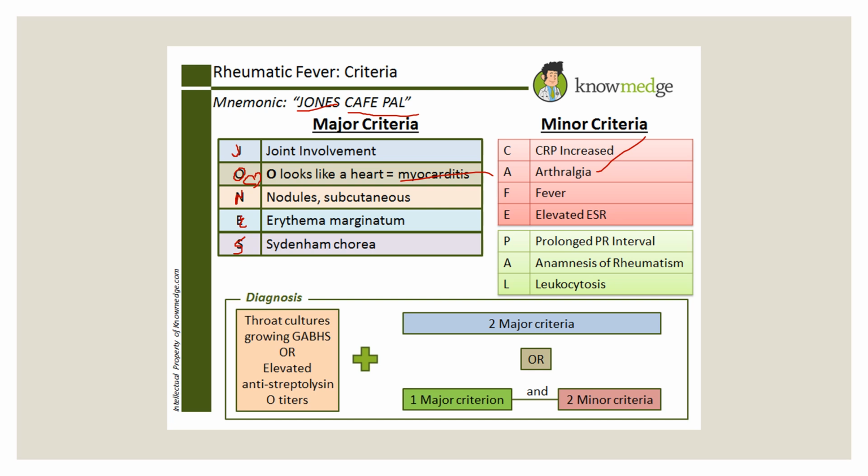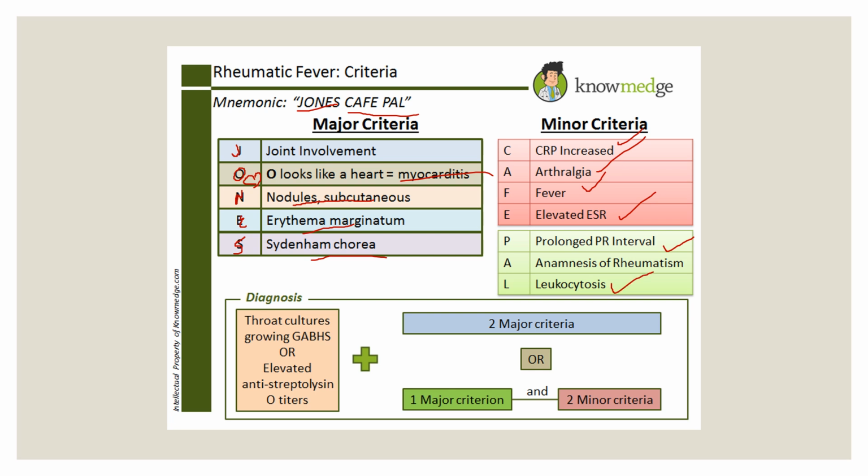It can be myocarditis or carditis. Then N for subcutaneous nodules. E for erythema marginatum, which is again a skin manifestation. S for Sydenham chorea. Okay, minor criteria includes raised CRP and raised ESR, fever, arthralgia, then prolonged PR interval, anamnesis of rheumatism, and leukocytosis.